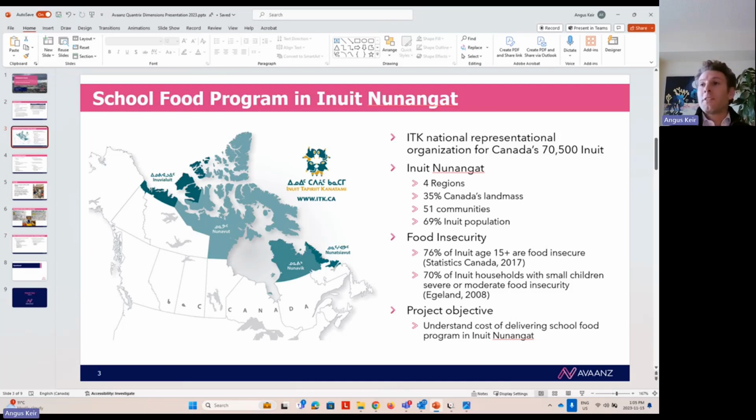All these 4 regions comprise 35% of Canada's total landmass, so it's a huge area, and it's comprised of 51 communities. However, the number of people dispersed throughout these communities is relatively small compared to the population of Canada, which just reached over 4 million. So there's about 50,000 Inuit that live within the highlighted area here in the 4 regions in Inuit Nunangat.